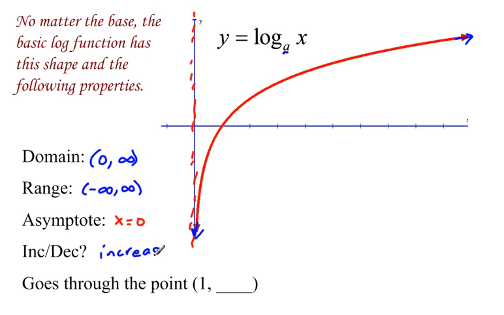And lastly, it always goes through the point 1, 0. So if we explore this, log base a of 1, we would say, well, a to what always equals 1. Well, a to the 0 always equals 1. So that's a 0. And that means that every single log graph, no matter what its base, always goes through the point 1, 0, unless we've started shifting it. But if there's no shifts, it always goes through 1, 0.